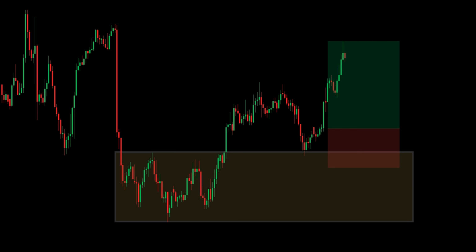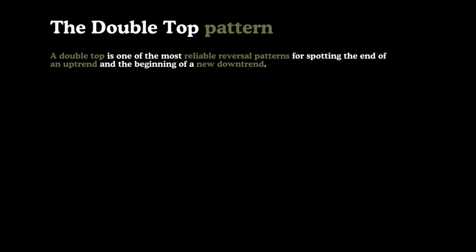Now that you understand how to trade break and retest setups using price action, it's time to level up. Let's talk about spotting and trading reversals. We'll kick things off with one of the most reliable patterns out there, the double top. A double top is one of the most powerful and reliable reversal patterns used to spot the end of an uptrend and the potential start of a downtrend.